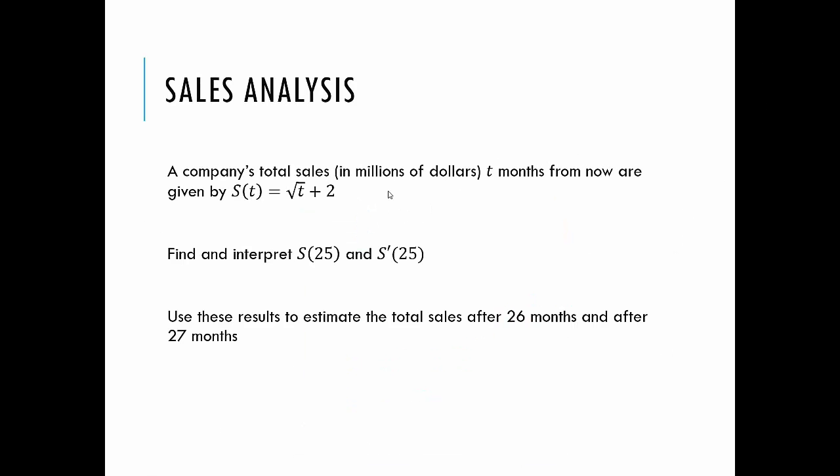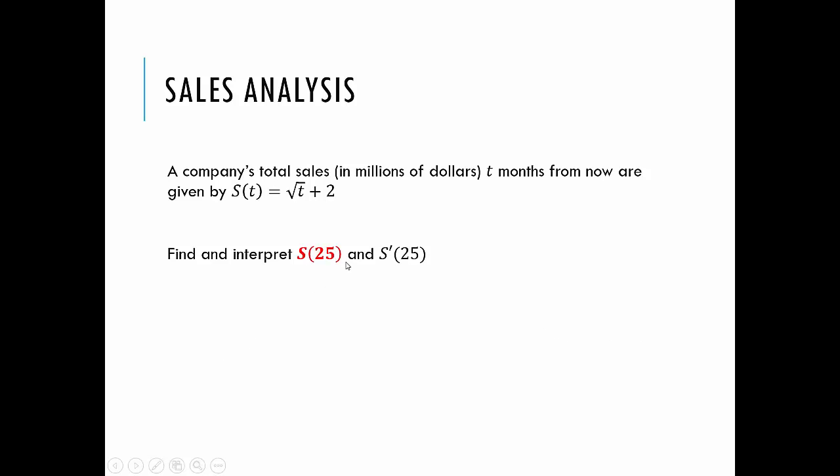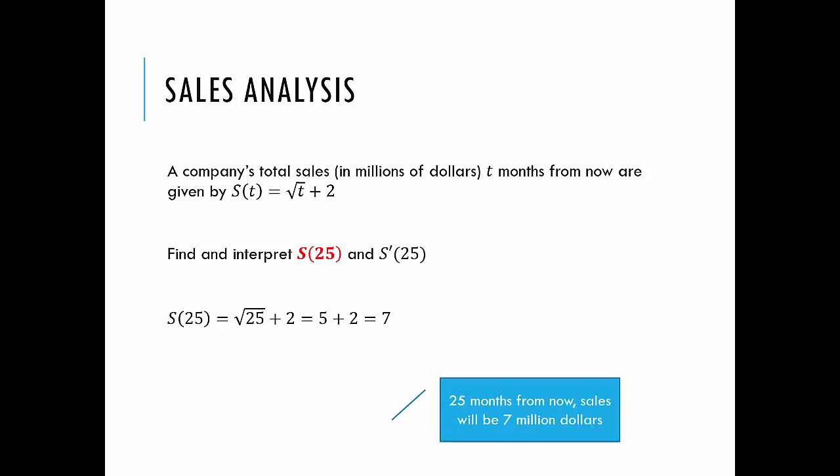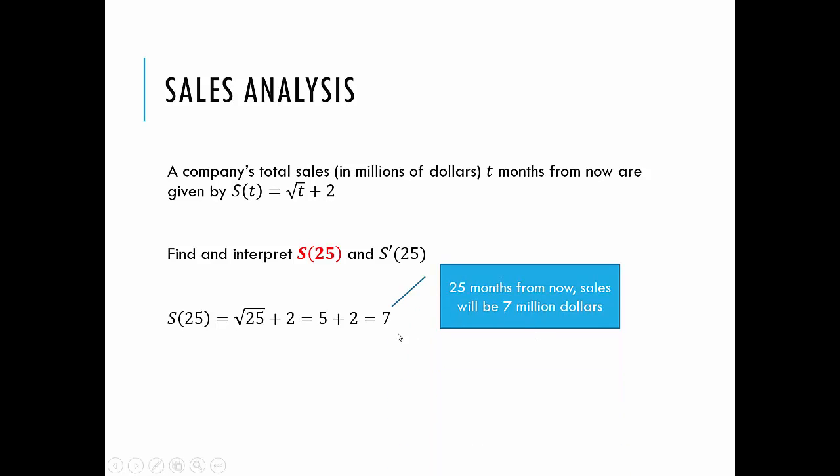A company's total sales in millions of dollars, t months from now, are given by this function. Find and interpret S(25) and S'(25). Use these results to estimate the total sales after 26 months and after 27 months. Well, we can do the first one, because for the first one, we just evaluate the function, plugging in 25. And what does this number mean? 25 months from now, that was my t months, sales will be $7 million.